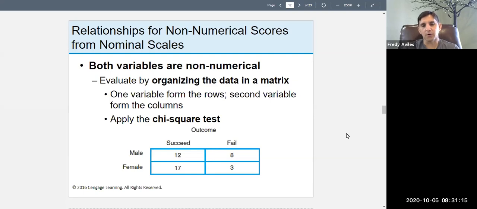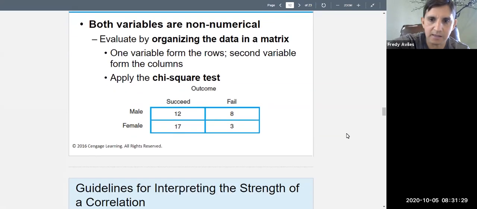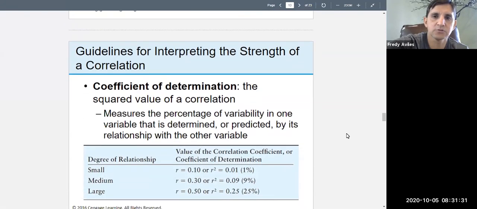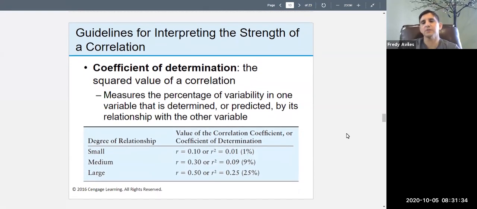So what you're looking for is basically, is there a different pattern of success and failure for males or females? You organize it in a matrix and then you can do the chi-square test, okay? I'm just telling you guys how this is done. I'm not really gonna show you how to do it today. I'm gonna show you how to do that when we talk about statistics. Okay, right now we're just talking about it.